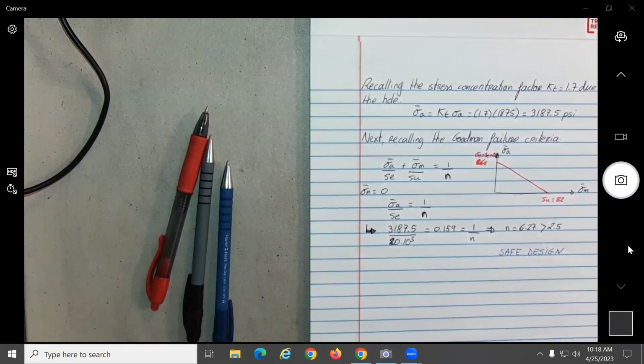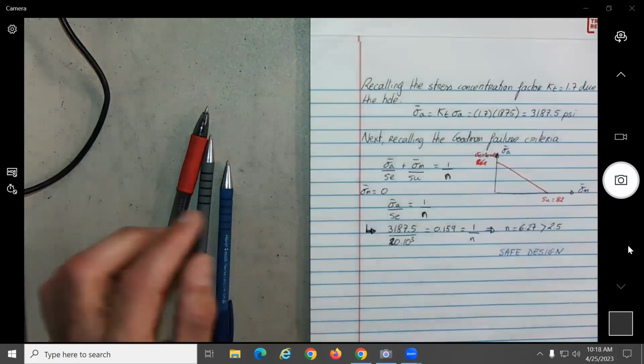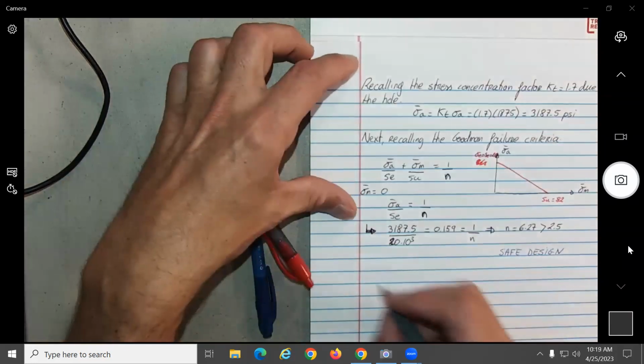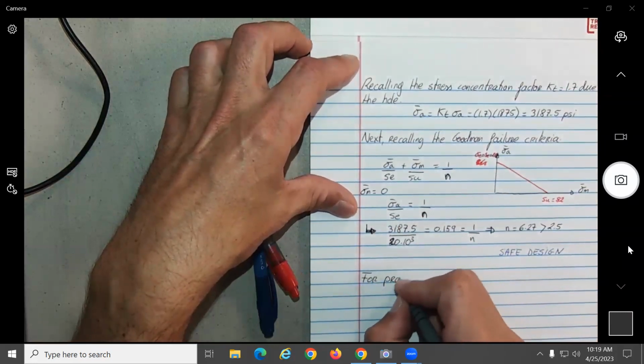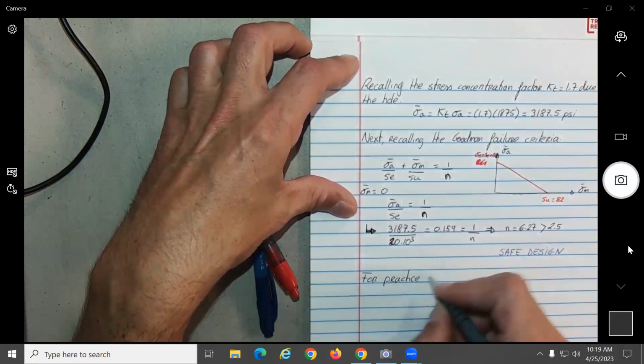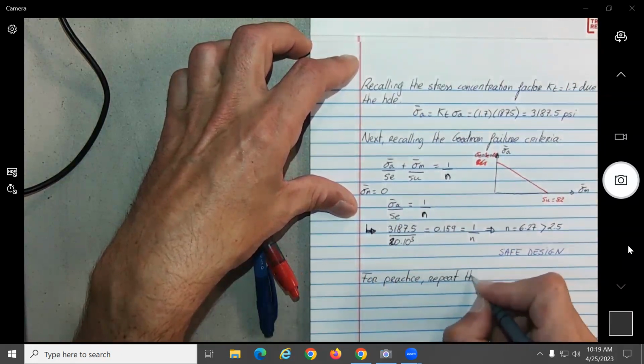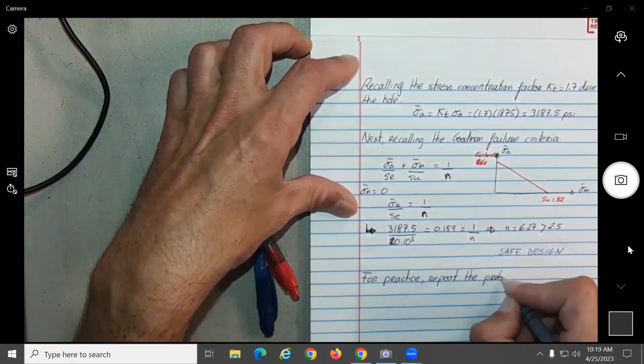For sigma m, if it has not been 0, do we have to apply the KP for that as well? Yes, correct. So originally what I wanted to do, but then if you want, what about you do it? I think it would be a good practice. So now for practice, repeat the problem.